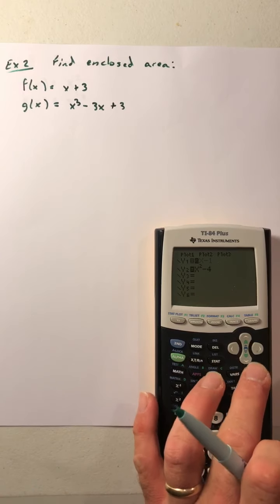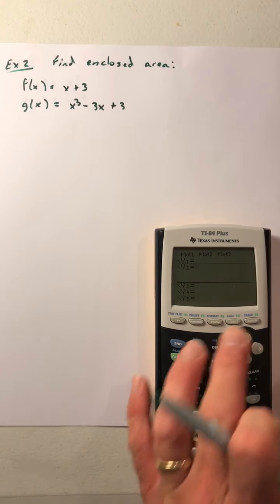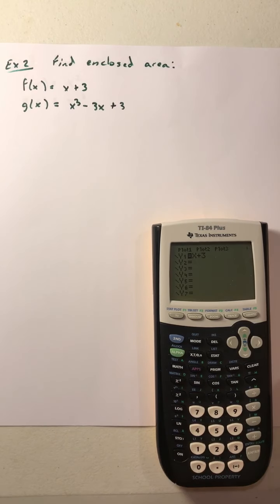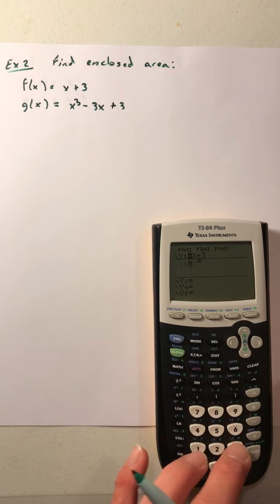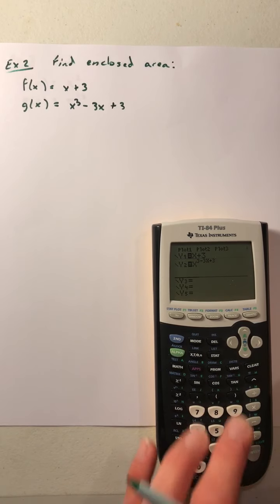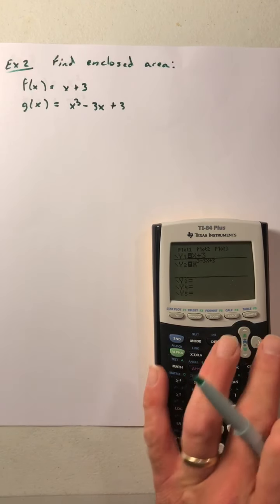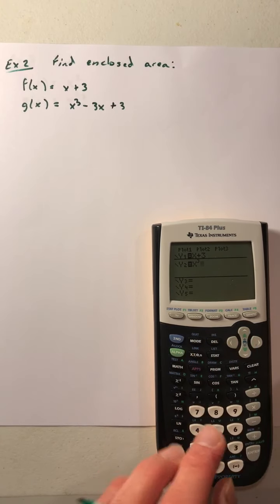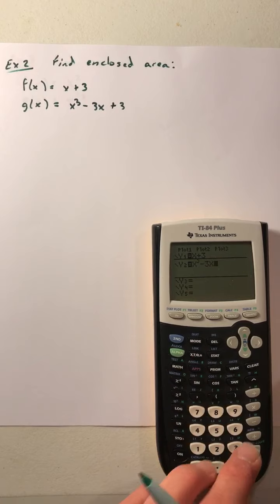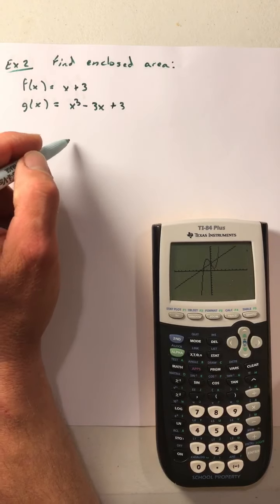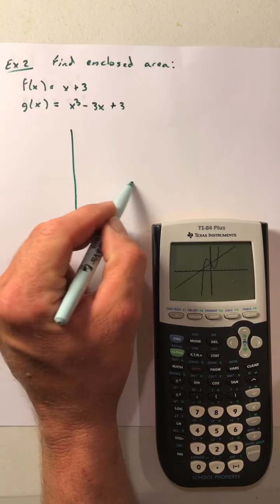So again, we're going to go to our y equals. We're going to clear out anything that's in there. We have x plus 3 as our first curve. We have x to the third minus 3x plus 3 as our second curve, if I typed it in correctly. Go ahead and graph that function. Here comes our linear, and then, oh, isn't that interesting?